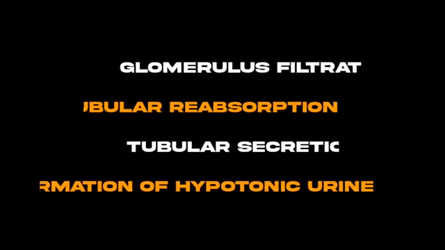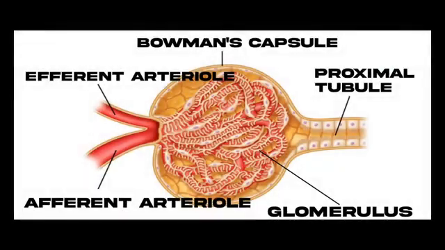We have seen the structure of the Bowman capsule. Here is a network of blood vessels called a glomerulus. The glomerulus is connected to the afferent arteriole and the efferent arteriole. The blood comes into the glomerulus through the afferent arteriole and filtration takes place.